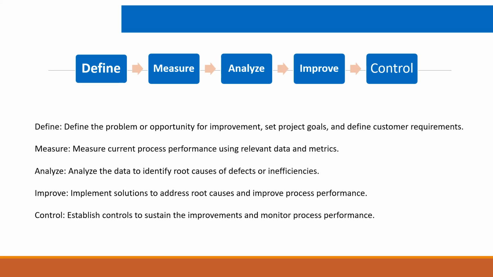Now measure is what? Measure current process performance using the relevant data and metrics. When we say relevant data, this data should be reliable data, performable data. We can never work on any hypothetical data. And the data you are getting from any source, just validate it yourself, whether the data is correct or not. If data is incorrect, you will not get the correct result. You have to measure the metrics, all the metrics, all the parameters.